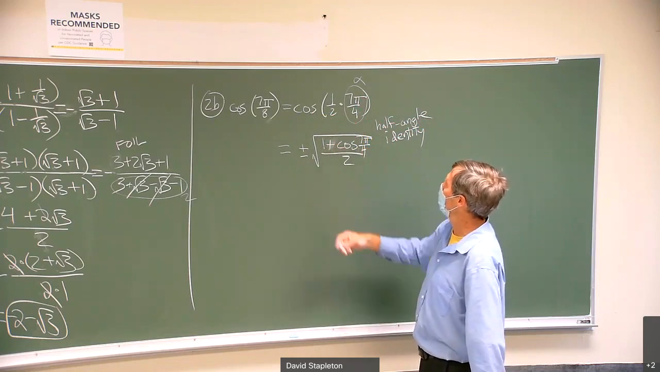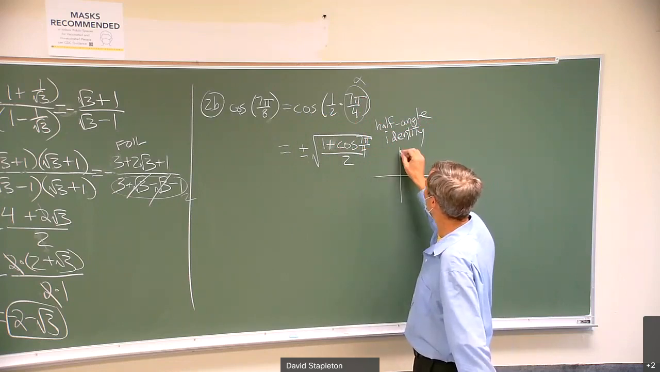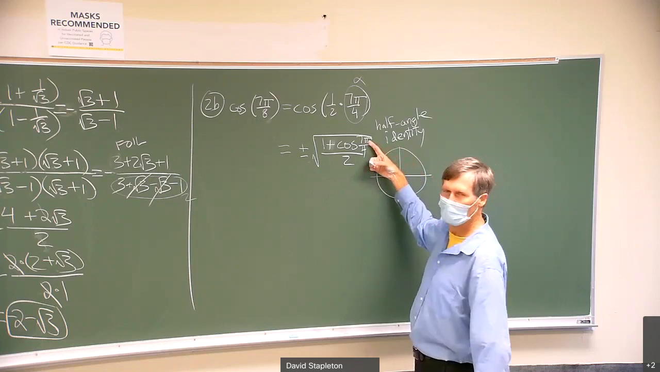And then is it plus or minus? Here's a mistake lots of people make on the test. Where's 7 pi over 4?